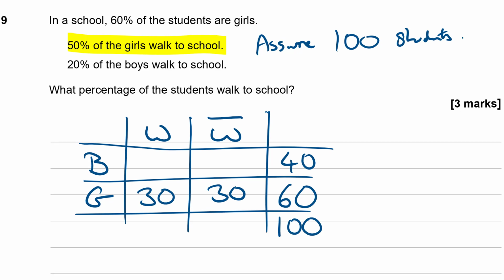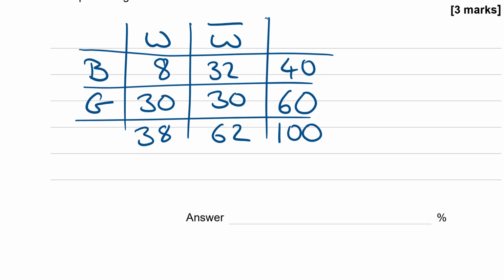Okay, and then for the boys, 20% of the boys walk to school. So we decided there were 40 boys. 10% of 40 is 4, so 20% is 8. So I'm going to have an 8 there. So that makes this one 32. Okay, so adding up along the columns now, I know that 38 out of 100 walk and 62 out of 100 don't walk. So what percentage of students walk to school? It's going to be 38 out of 100, or 38%.